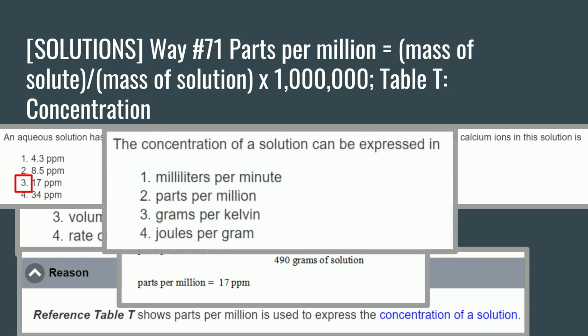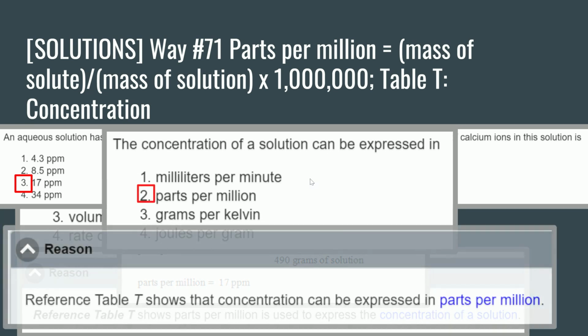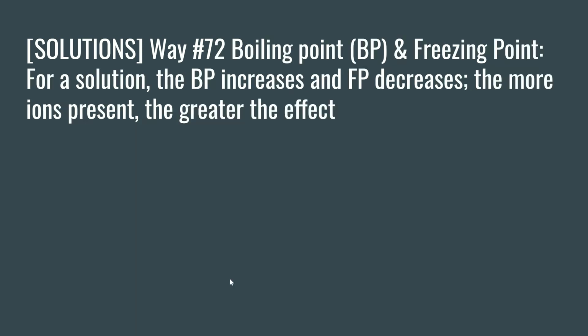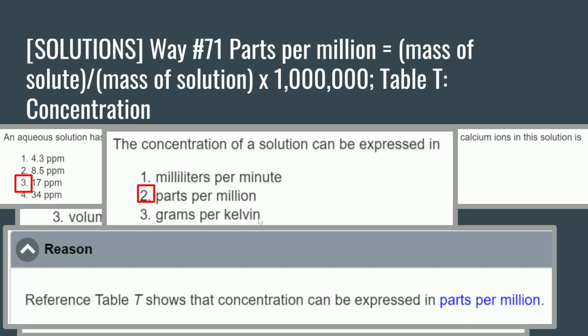The concentration of a solution can be expressed in... If you said answer choice 2, you got it correct. Note that parts per million is just another way of measuring the concentration of solution. And you can confirm this on reference table T. So when it comes to parts per million, it's just another way of calculating the concentration of solution.